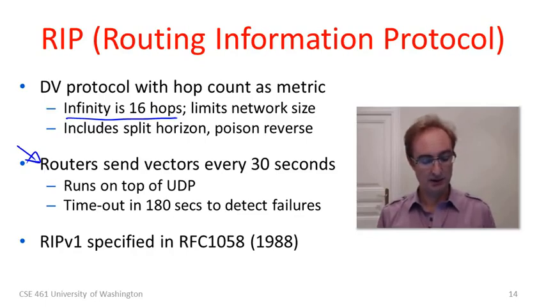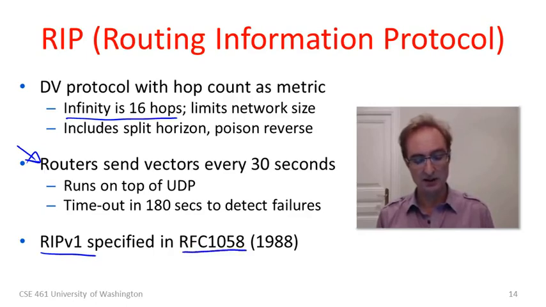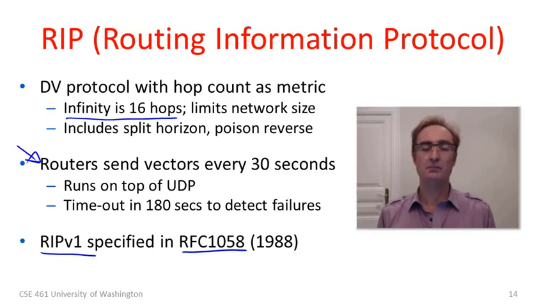Now, RIP, the initial version, RIP version 1, you can see it dates from 1988. It's specified in one of these RFCs, RFC 1058. There are many RFCs that relate to our protocols. I'm not going to point out too many of them. I think you can read more about them in your book if you would like. But I'll point this one out just because if you're interested in seeing a specification of a protocol, this is one that's fairly easy to read.